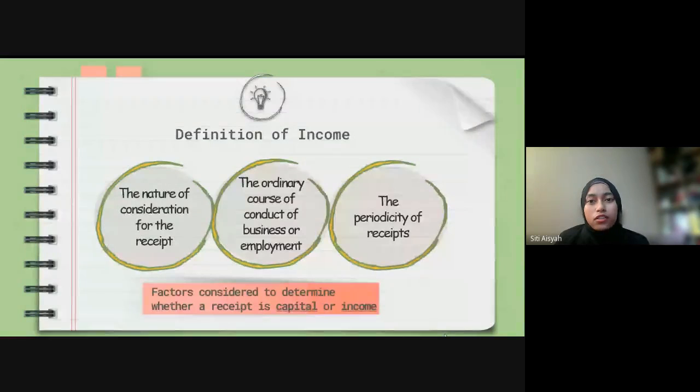Actually, there is no statutory definition of income, meaning that there is no solid definition of income. But we can recognize income by three factors: first, the nature of consideration for the receipt; second, the ordinary course of conduct of business or employment; and third, the periodicity of receipts. These three factors would be considered to determine whether a receipt is capital or income. The details will be explained in the characteristics of income.